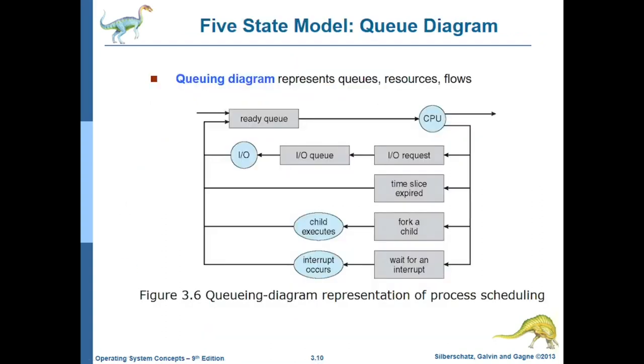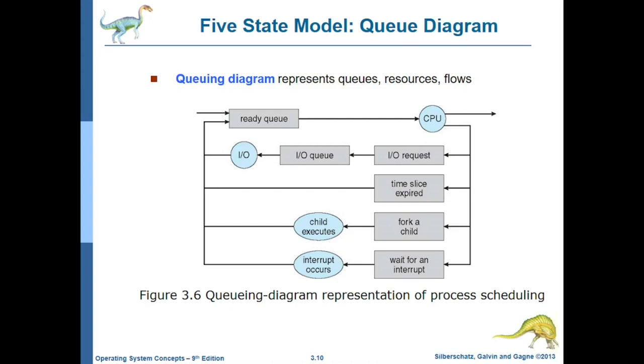This slide shows a 5-state model of process scheduling, which is a way of managing how the CPU and other resources are allocated to different processes. A process is a program in execution and it can be in one of 5 states, which are new, ready, running, waiting, and terminated. A queuing diagram represents the queues, resources, and flow of the processes in the system.